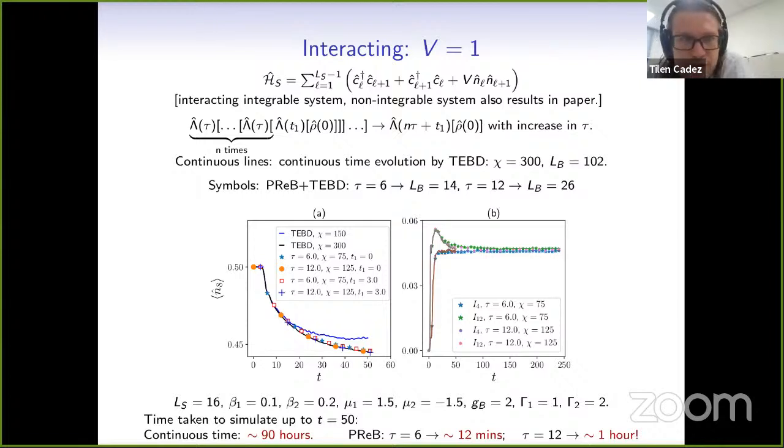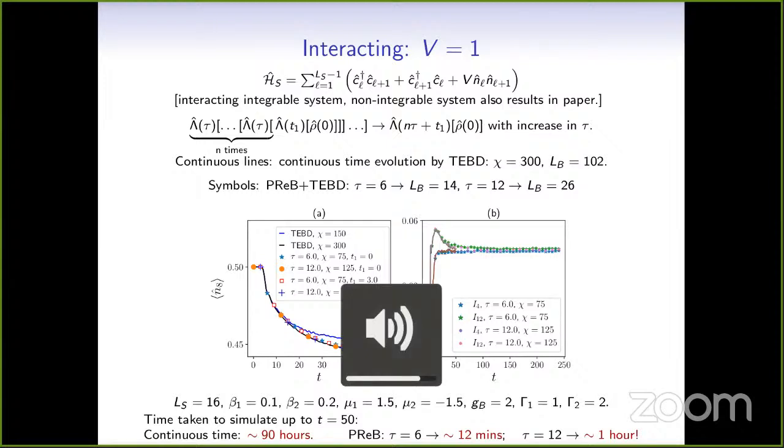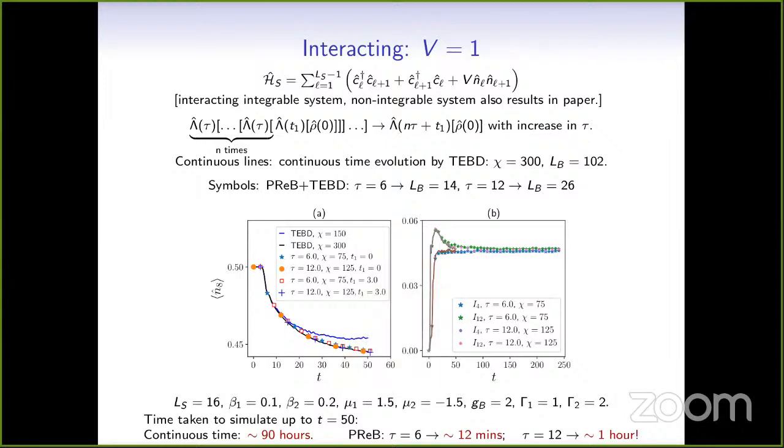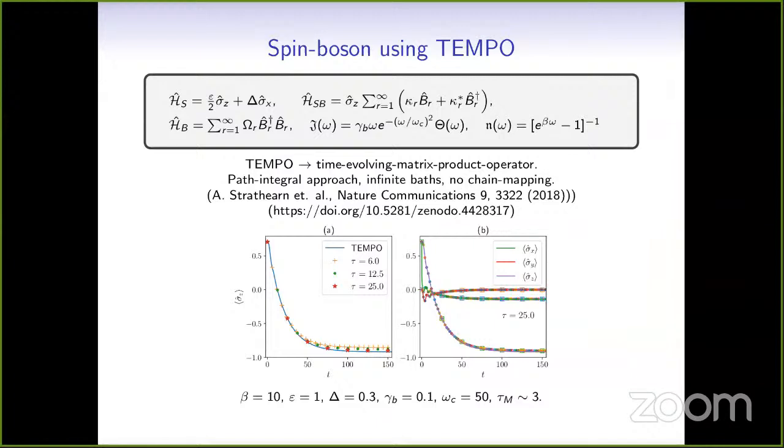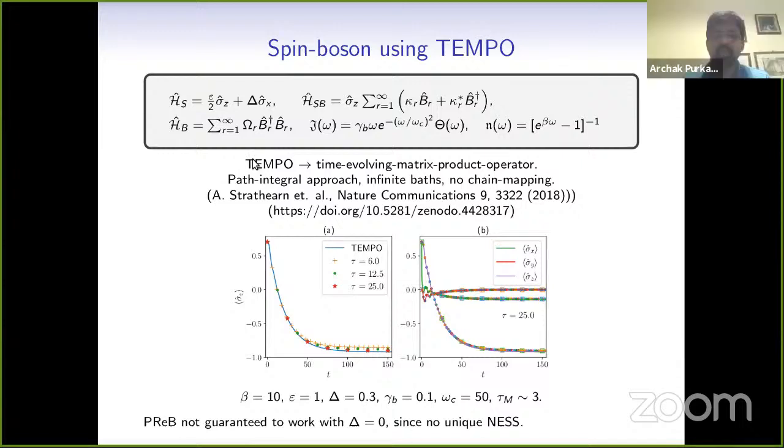Okay, thank you. So Juzar has a question or comment. Thanks, Archak, for your talk. Just coming back to this idea of the unique steady state, the model that you showed where the sigma z commutes through, does it have a unique steady state? Sorry, does it have two different steady states, or is one of the steady states oscillating in time? With delta equals 0, you mean? That's right.